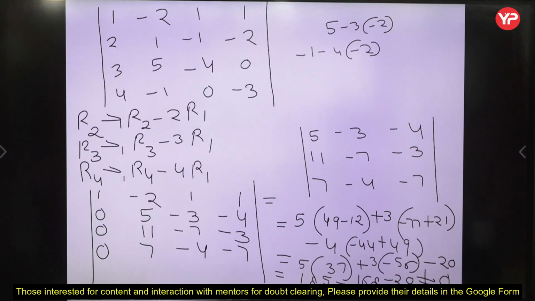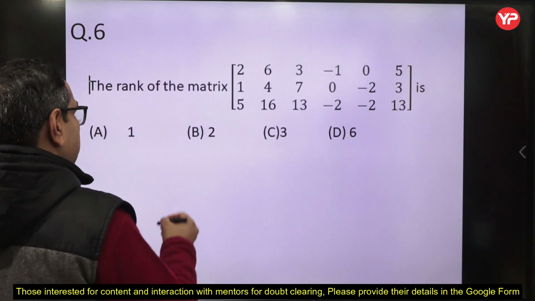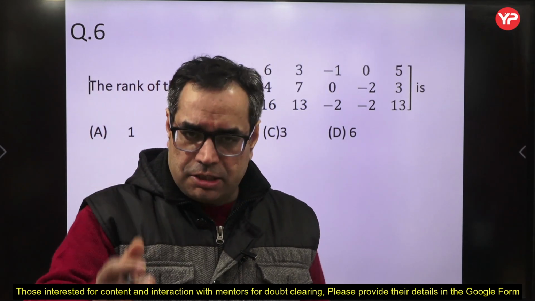Now let us move to the next question. Here we have to compute the rank of the matrix. What is the rank of this matrix? All of you tell me what is the rank of this matrix. It is 3 by 6. So the rank will be 3 or 2 or 1. The highest possible rank of this matrix can be 3, right. So the rank is 3 or 2 or 1.